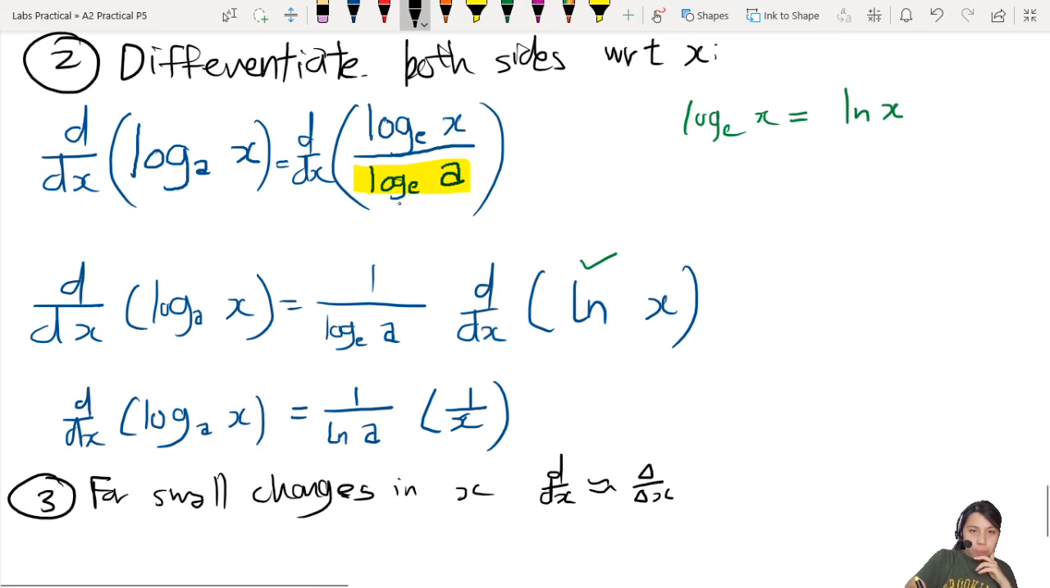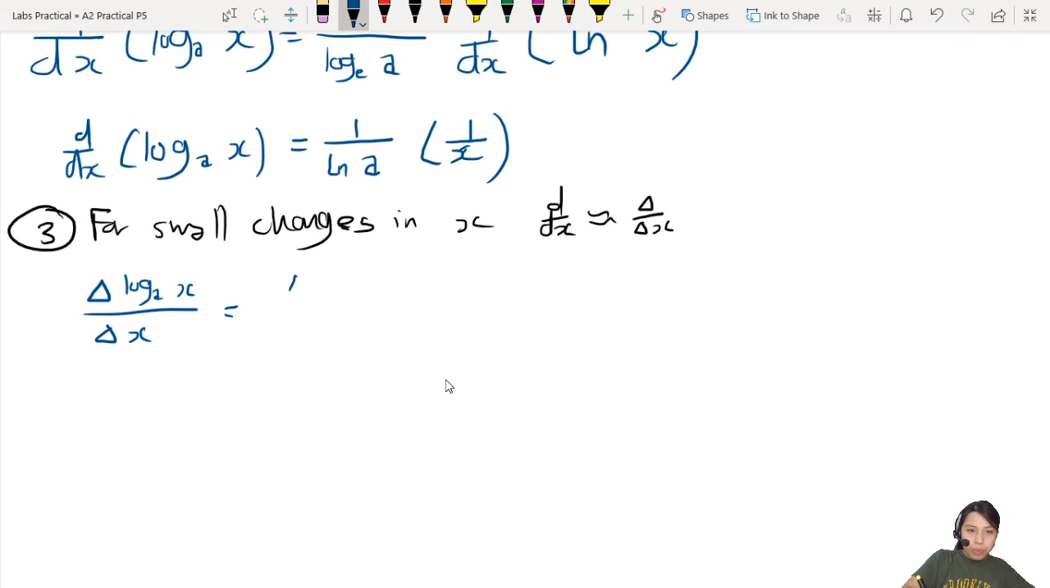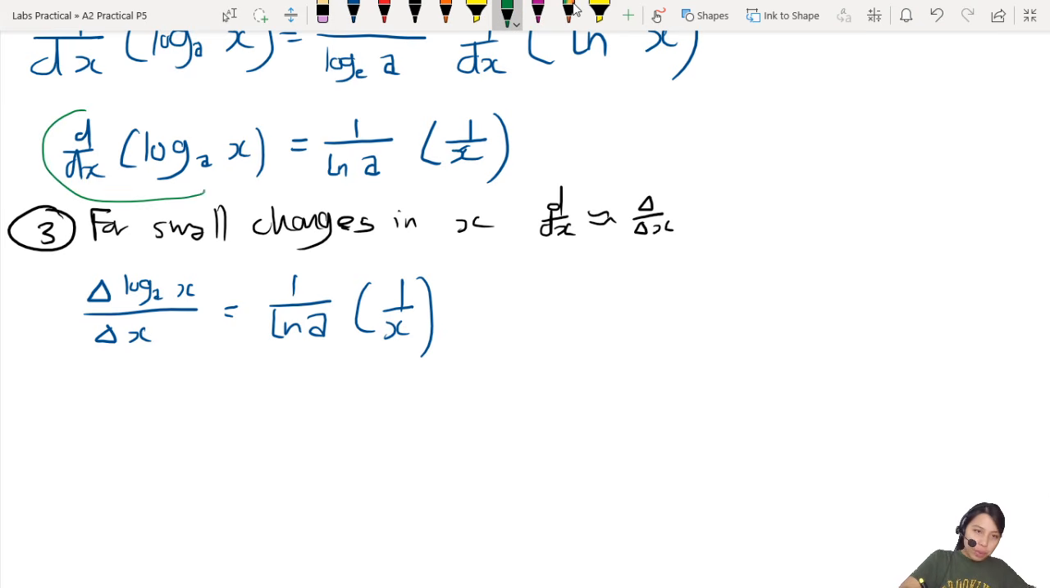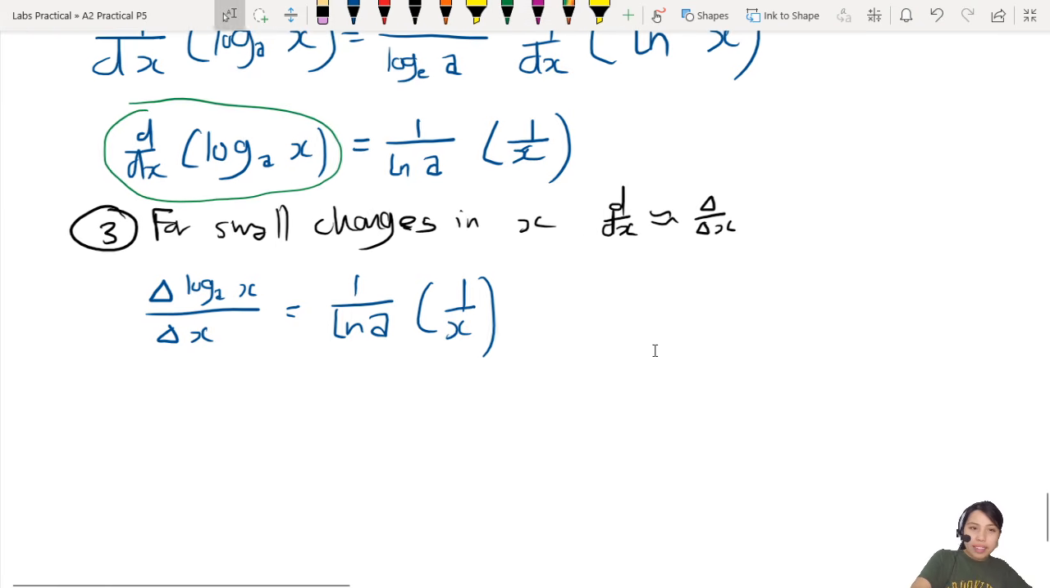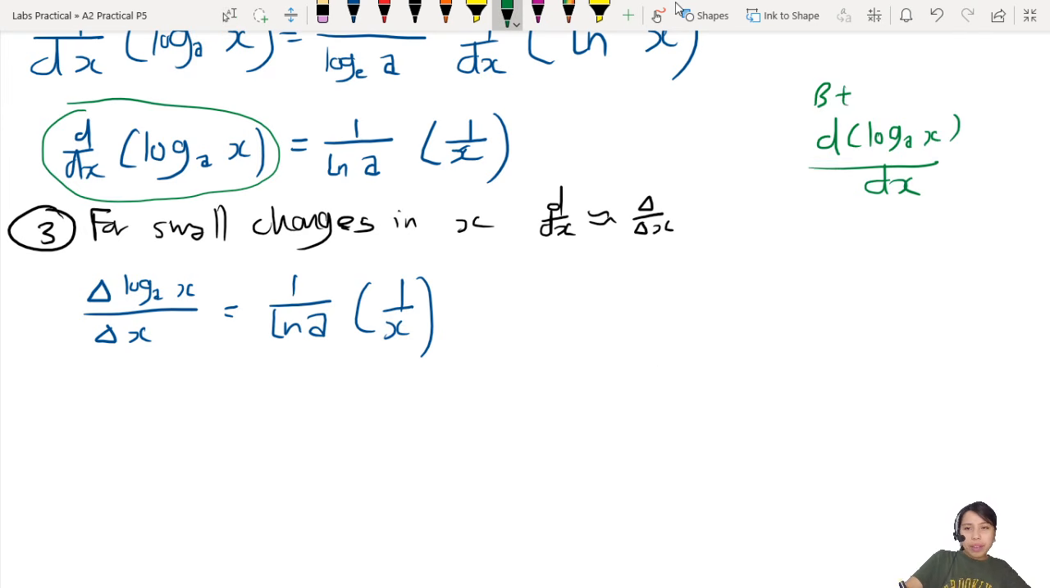Okay, so from here, we will have something like this. Delta, where am I? Oh yes, delta log ax over delta x equals to 1 over ln a, 1 over x. The reason why we can do this is actually, this one, we can also write it as d, it's a bit crowded, that's why we don't do that, d log ax over dx. Looks very weird, right? But we can do that, okay? So this is a by the way.